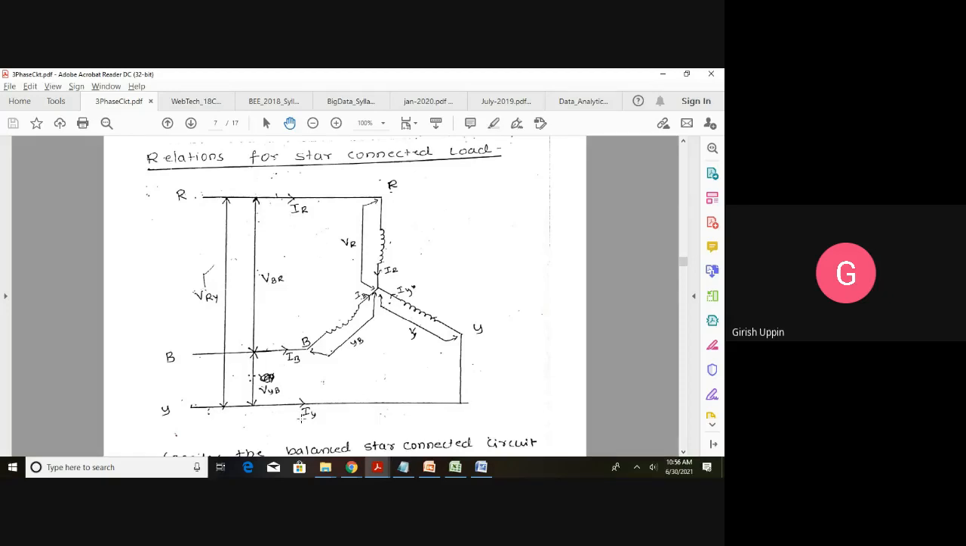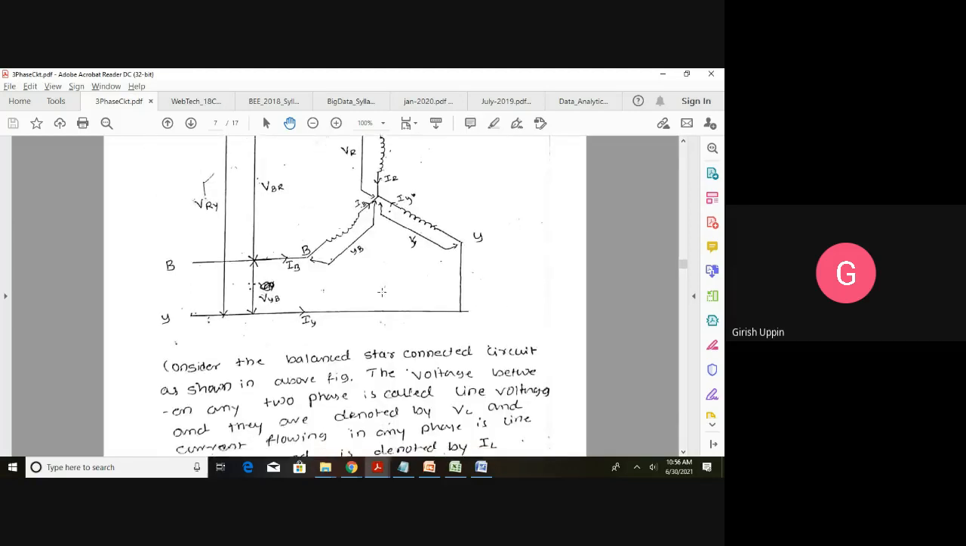Those are the line entities. Phase entities: V phase is equal to VR, is equal to VB, and VY. And I phase is equal to IR, IY, and IB. The direction of the current is going inside, because this is a load, and the load is going to consume. On this side I have the power supply, and from the power supply the current flows to the load. That is how we get this direction of the current.